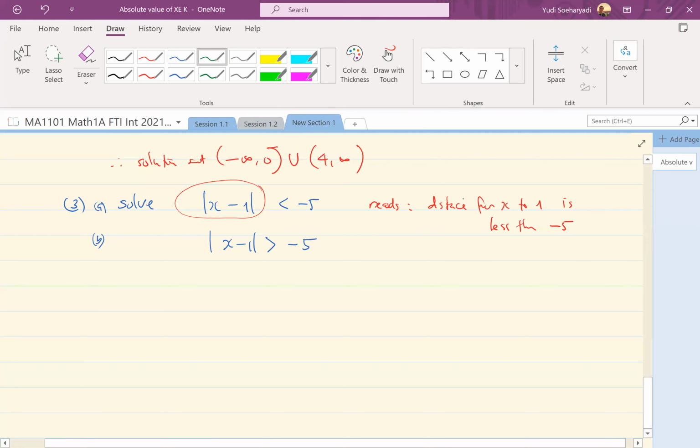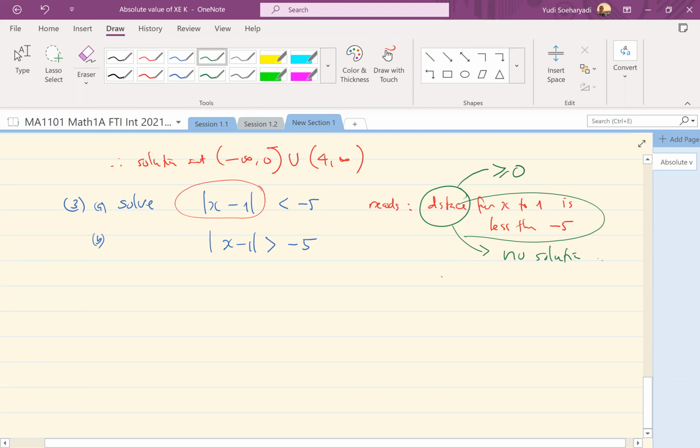So this distance is non-negative. If one asks for a negative distance, what should the answer be? Does any x satisfy this with a negative distance? Nope, right? So what's the conclusion for this one? There are no solutions.